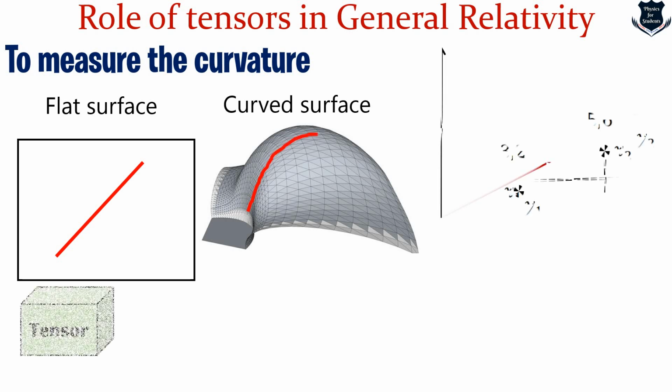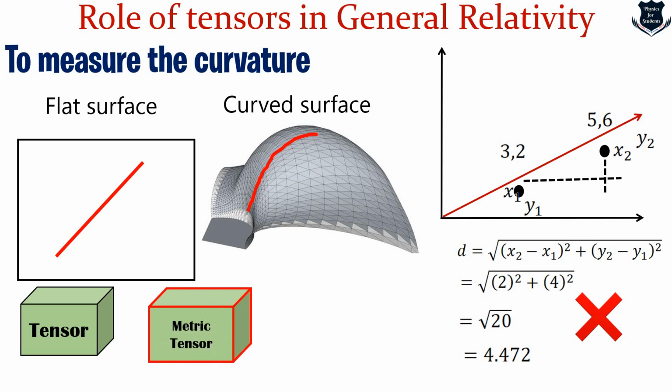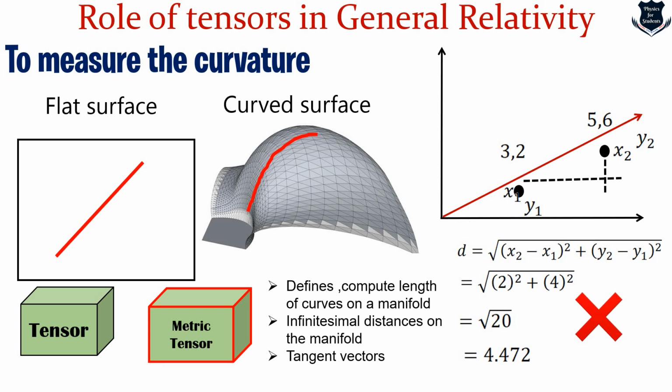What does it mean mathematically is that I cannot use the same Euclidean or Pythagoras' theorem, hypotenuse square, and I cannot use x2 minus x1, because it won't work in a curved space, it only works on a flat surface. So I need something called a metric tensor, and this metric tensor defines computing length of curves on a manifold, infinitesimal distances on a manifold, and it brings in something called tangent vectors.